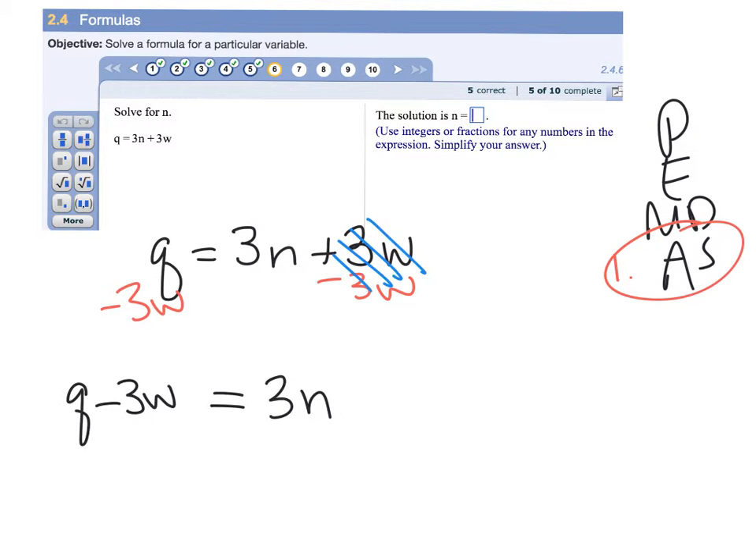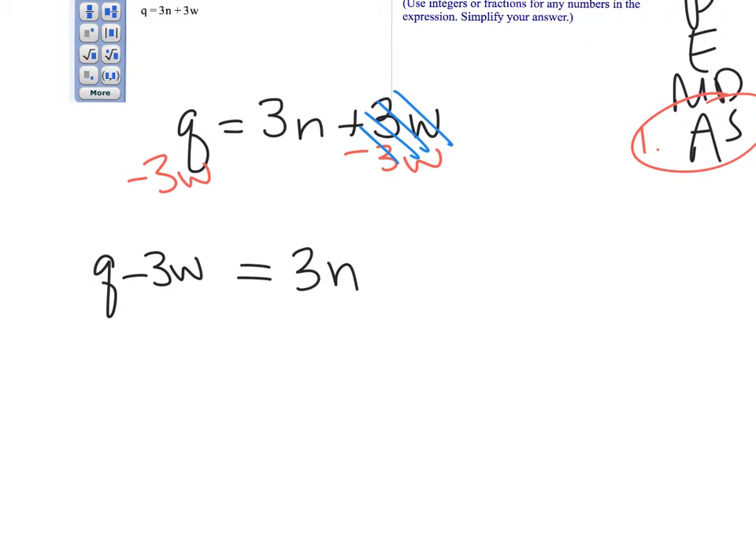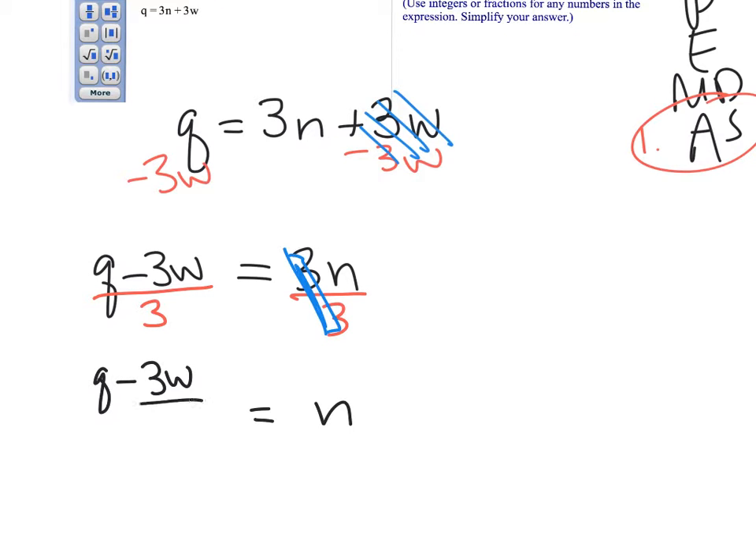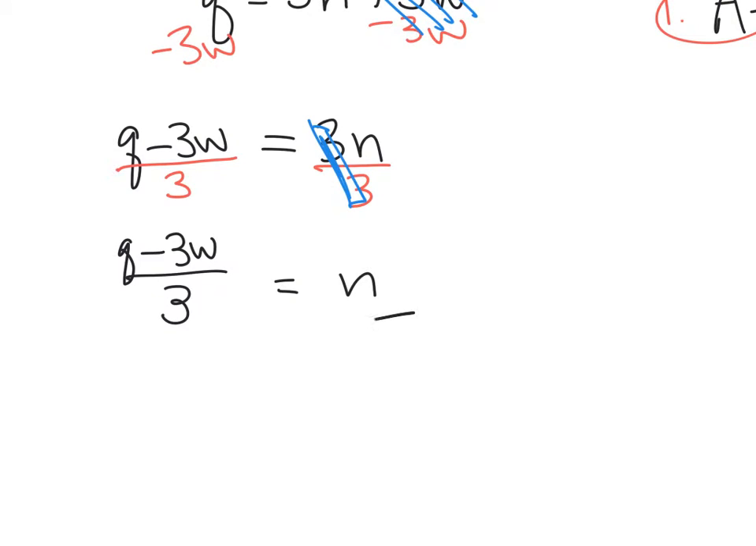And then, because we want to get N all by itself, we're going to divide by 3. And here, we're going to divide by 3. So 3 divided by 3, that's a 1. That gives you N on the right. And the left side, you could just leave it like this: Q minus 3W over 3. I believe that's the answer.